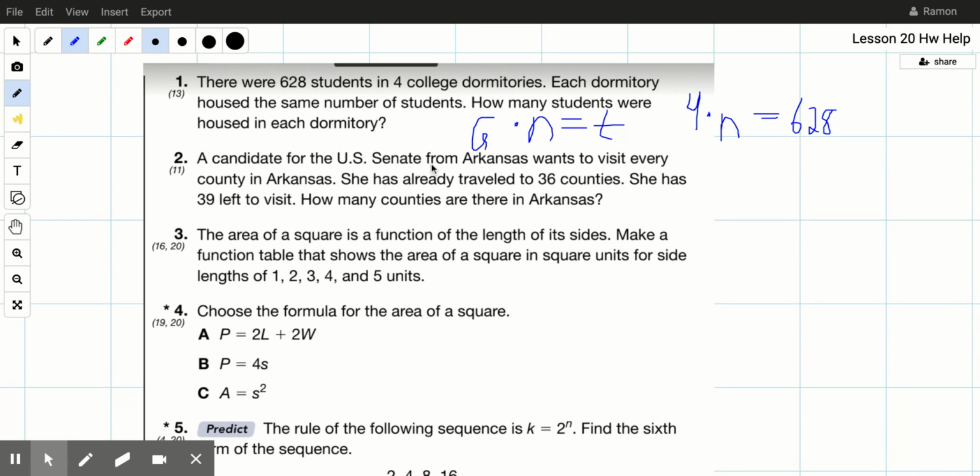A candidate for U.S. Senate from Arkansas wants to visit every county in Arkansas. She has already traveled to 36 counties. She has 39 left to visit. How many counties are there in Arkansas?